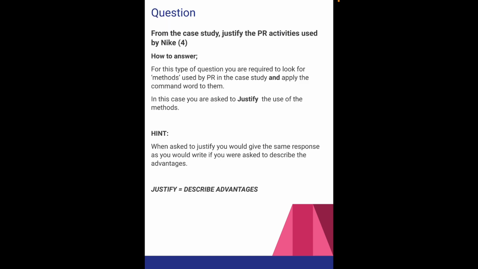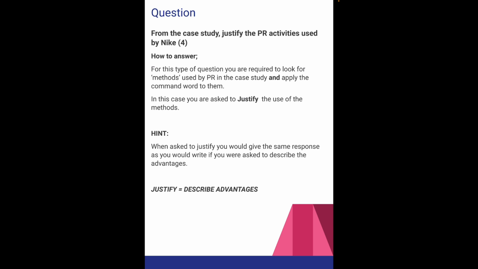The question that I want to associate with that part of the case study is where you're going to be asked to look at the PR activities involved. And you can see here that we've got this bit of text that says from the case study. This is where you know you now have to use information specifically from there and not just from your knowledge of the course content. You're then being asked to justify the PR activities used by Nike. Be very assured that you're using the case study to look at what the methods of PR activity are that Nike have used, and then also apply the justify command word to it.